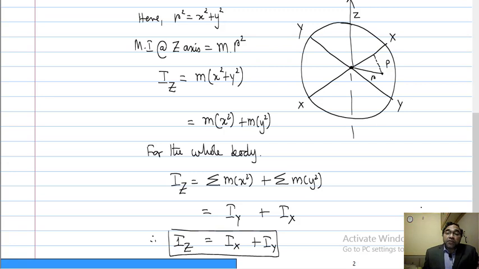It is the moment of inertia about an axis perpendicular to the plane of body is equal to sum of the moment of inertia about the axis contained in the plane of the body. The statement goes like that. That is exactly what the moment of inertia about an axis perpendicular to the plane of body represents.